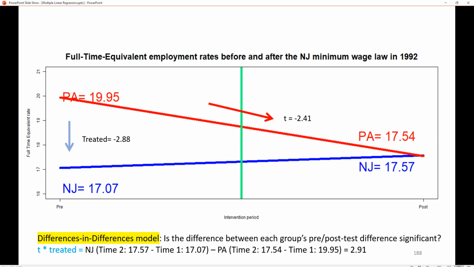So we're looking at what is the difference post-intervention for New Jersey compared to Pennsylvania. As you can see, New Jersey's rates increased while Pennsylvania's rates decreased. So the difference between those two would show that there was a bigger impact, a positive but not significant increase for New Jersey.